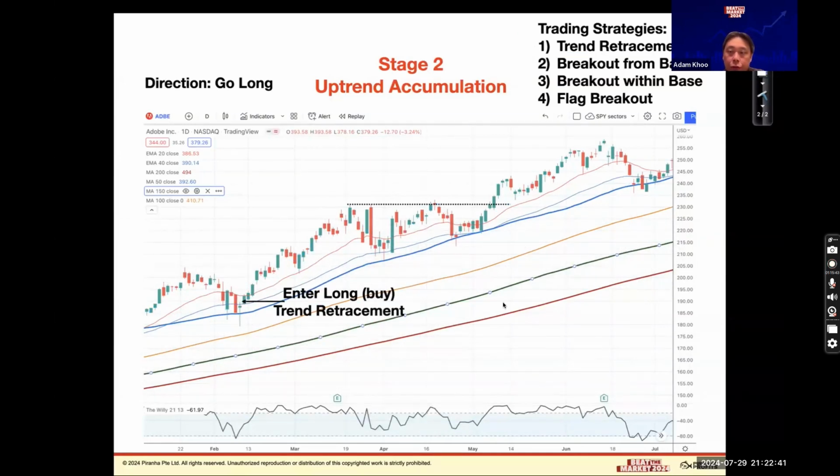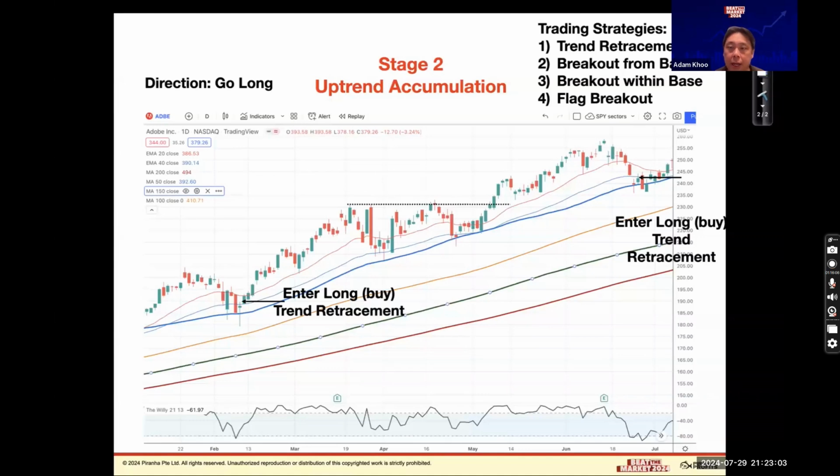That's a trend retracement entry. This is another trend retracement entry. Any questions on this? Again, I'll show you specific entry and exit rules later. I'm just giving you a broad idea.